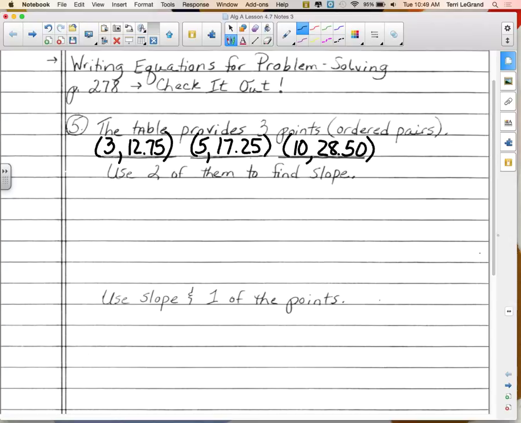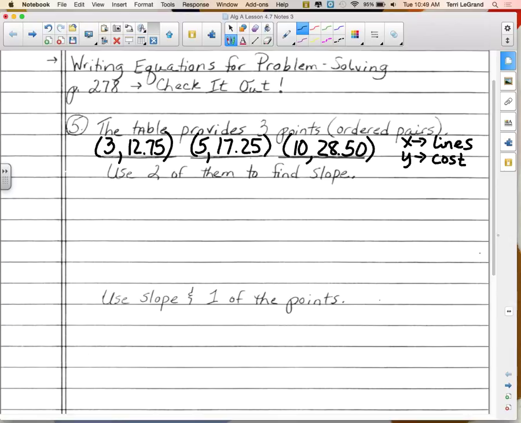So x is, in this case, the number of lines. You know what? Let's put that over here. X is lines. Y is cost. Okay? X is the lines. How many lines are we going to have in our ad? And y is going to be how much is it going to cost. That's going to be kind of important as we work along here. Okay. Here it says use 2 of them to find the slope.